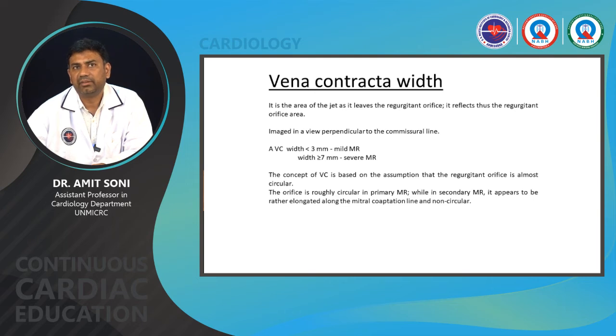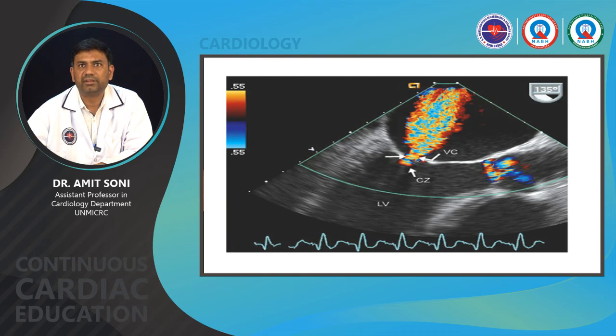The concept of vena contracta is based on the assumption that the regurgitant orifice is almost circular. The orifice is roughly circular in primary MR, while in secondary MR it appears rather elongated along the mitral coaptation line and non-circular. So in secondary MR it is non-circular, while in primary MR it is roughly circular. Here the arrow indicates the vena contracta.